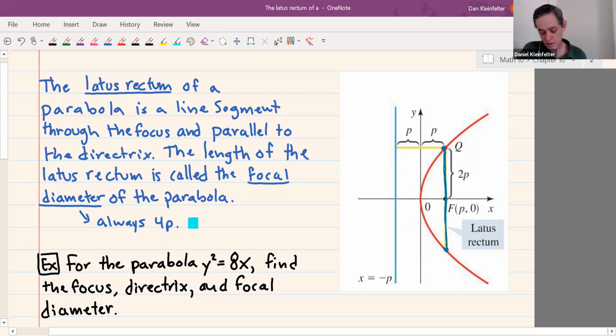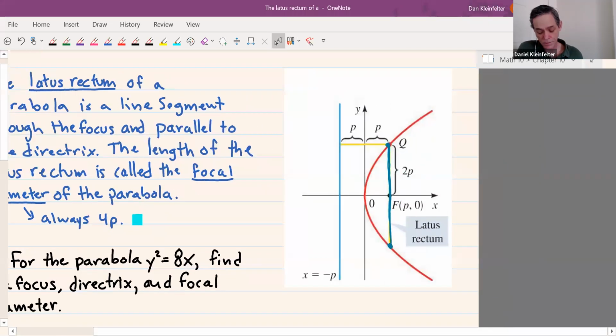Its endpoints, we'll talk about the distance of the endpoints in a second. So that line segment is parallel to the directrix, passing through the focus. If you consider the piece of it that has its endpoints on the parabola itself, that makes the latus rectum, and its length is called the focal diameter for the parabola, and it's always equal to 4p. So that's kind of interesting. We want to think about why that's true.